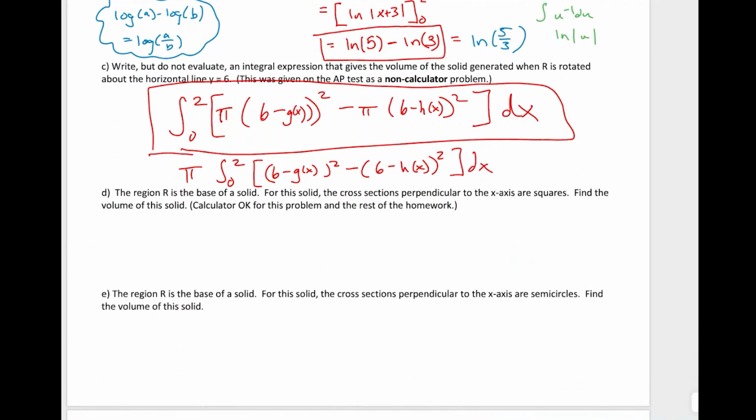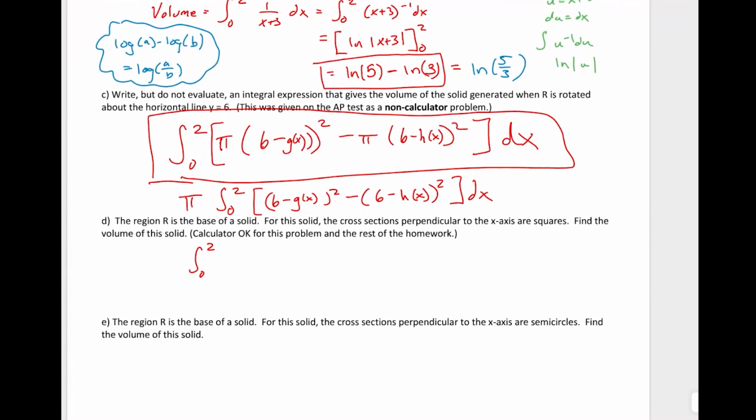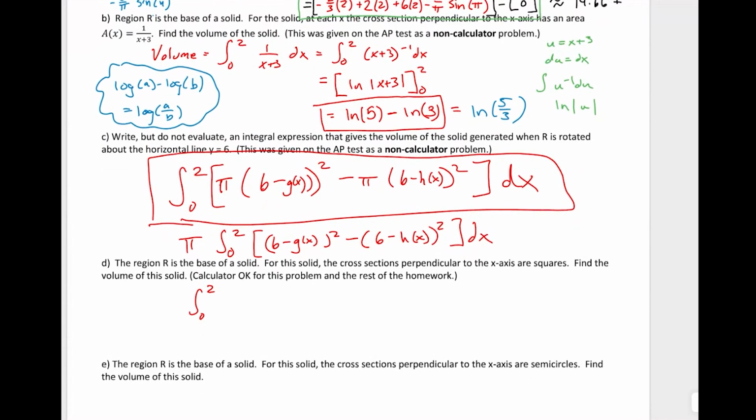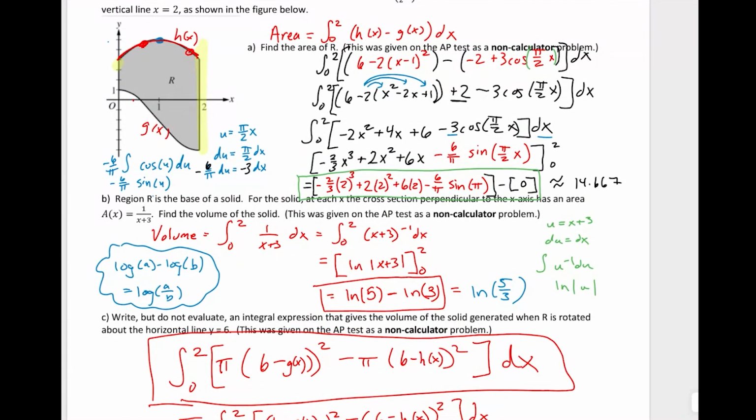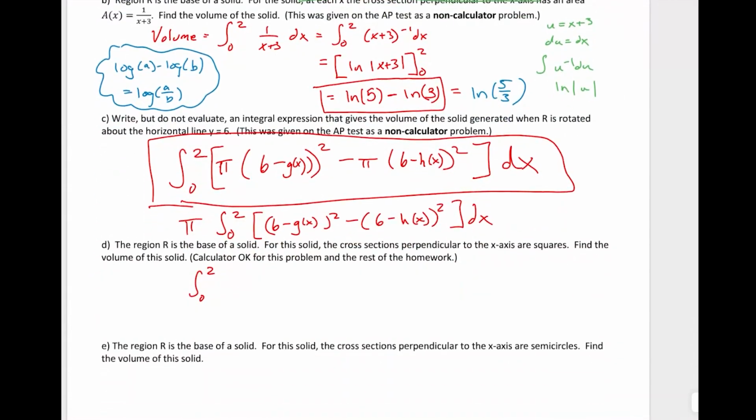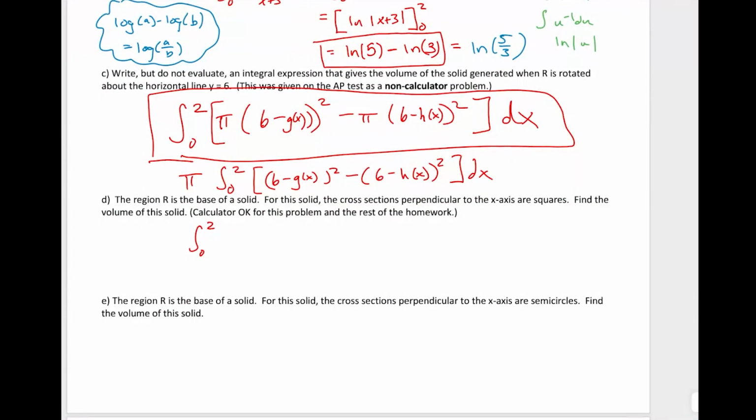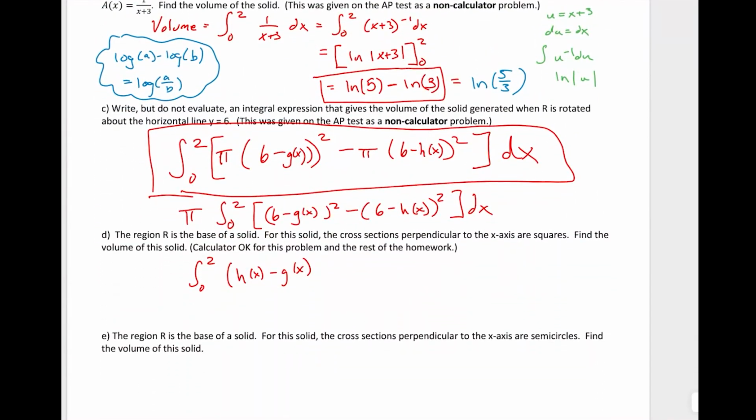So we have the integral from 0 to 2 of our area function. Now, since it's a square, all the side lengths of that square are the same, and they're all going to be equal to this length between h and g, which is h minus g for any x. So we've got h of x minus g of x. Let me just make sure that h was on top there. Yep. Times itself, so squared, dx. And so this is what we're going to type into Desmos. Let me head on over to Desmos.